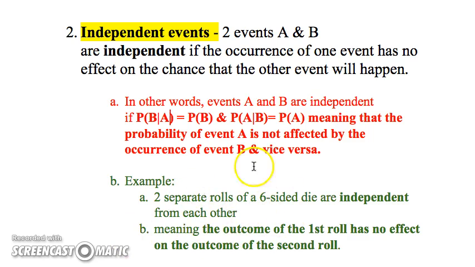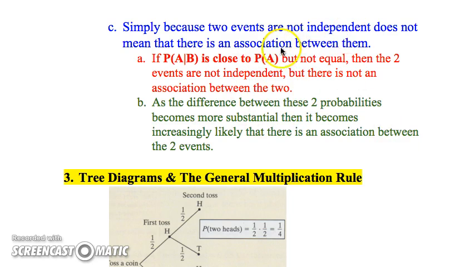Another example is given down here about 2 separate rolls of a 6-sided die. If events are not independent, like if a probability changes, it doesn't necessarily mean there's an association between them, but there could be. And the greater the probability is to change, the more that could be the case, meaning one event is associated with another.